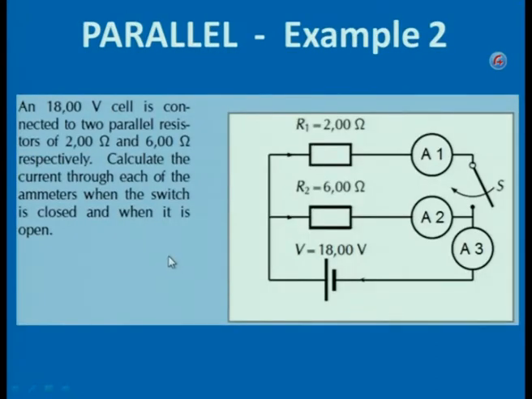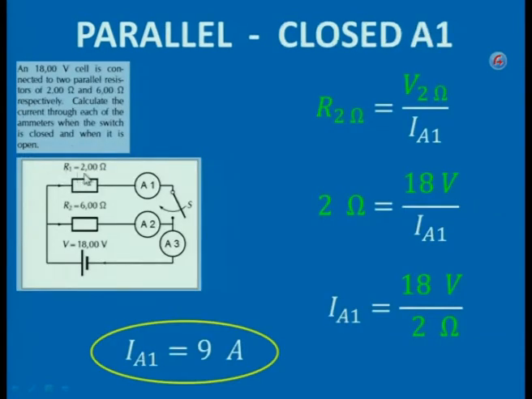Example 2. An 18 volt cell is connected to two parallel resistors, 2 ohms and 6 ohms. Calculate the current through each of the ammeters when the switch is open or closed. So first let's look at when the switch is closed. We want the reading on A1, A2 and A3. When the switch is closed, A1 would be measuring the current through resistor 2 ohm.